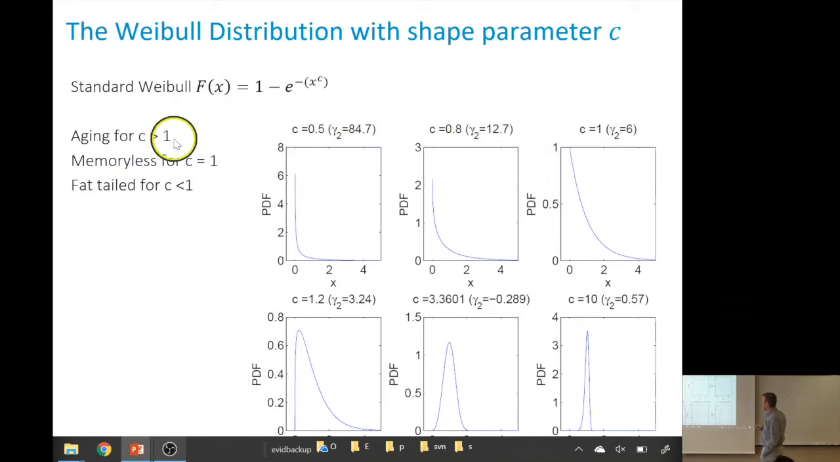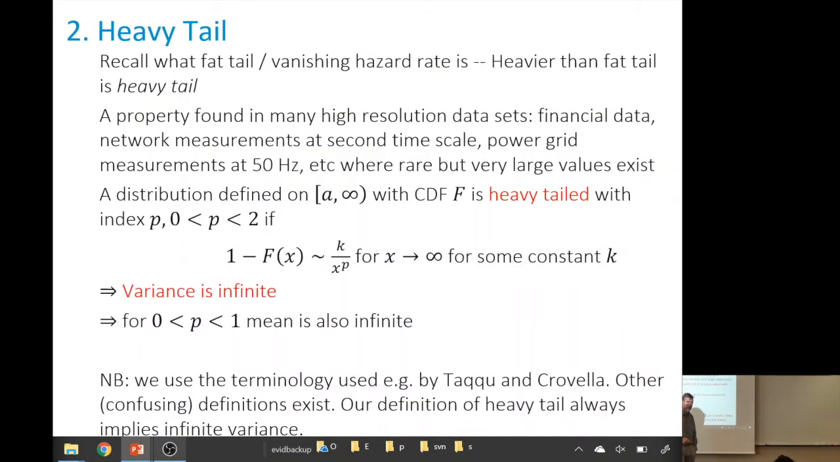And we see that if c is larger than 1, for all of those values, it's an aging distribution. It looks like a skewed Gaussian distribution. For c equal 1, it is memoryless. And for c less than 1, it's a bit like Pareto. It is fat-tailed here. So we have a class of distribution with only one parameter, c, that can be used to fit whatever property you find to your data set. So it's very often used in reliability analysis.